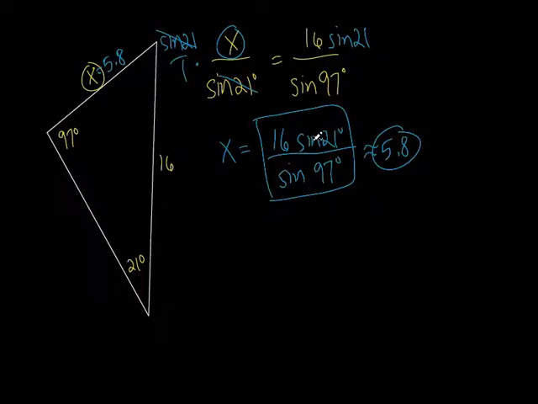Well, not sine first. What would you go in order? You do 21. I like to figure out what this is and then multiply by 16. Right. So hit 21 sine, and then hit 97 sine.